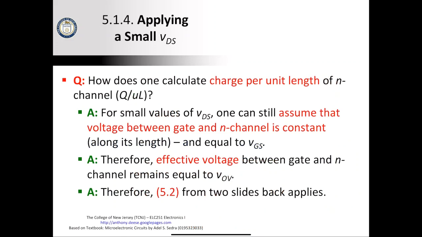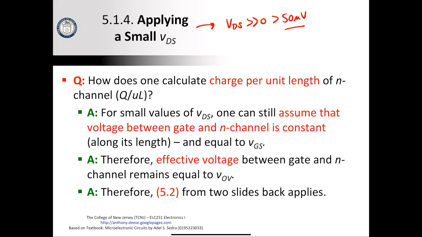Okay, so how does one calculate the charge per unit length of the N channel? This is important because it's going to come into play later, and it's going to help us move on to the next step, which is talking about when VDS is significantly greater than 0, or greater than this 50 millivolt range that we are looking at right now.